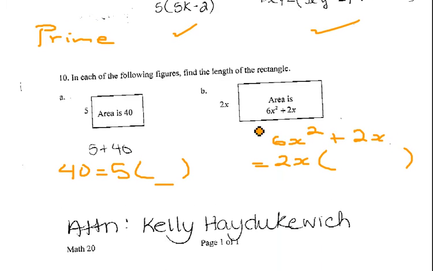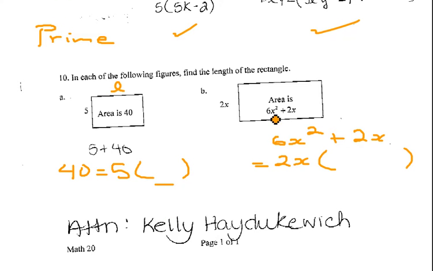In question number 10, what you're supposed to do is find the length. So you're supposed to find out what this length is. So if the area is 40, then 5 times the length will give us 40. So if you factor out the 5, what's left here? That's going to be your answer.